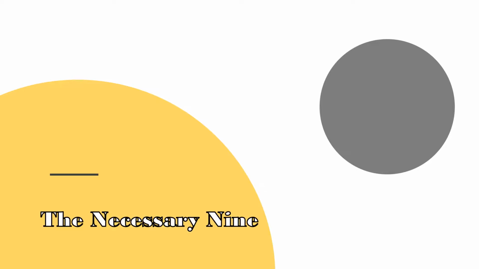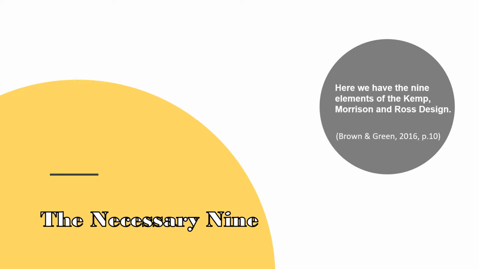We will now move on to the implementation of the model. Here we will present the necessary 9 elements of the Kemp, Morrison, and Ross design. While we discuss them in the provided order, it is important to note that the beauty of this model is that it is by design non-linear. This means that we can begin with any of the 9 elements. We will look at this in more depth momentarily with use of the visual model as well.